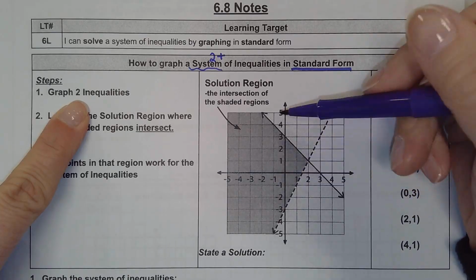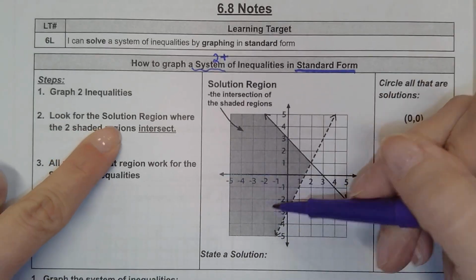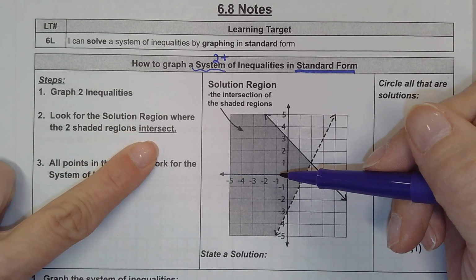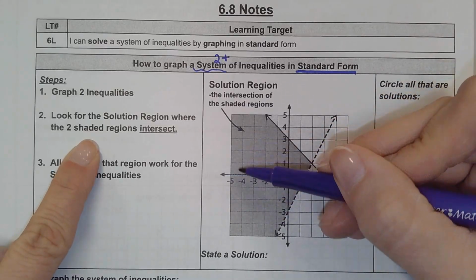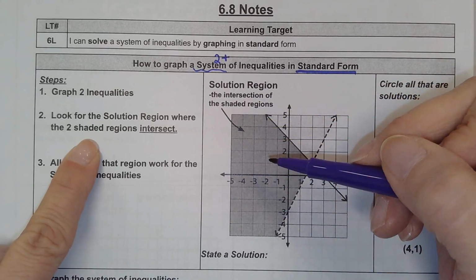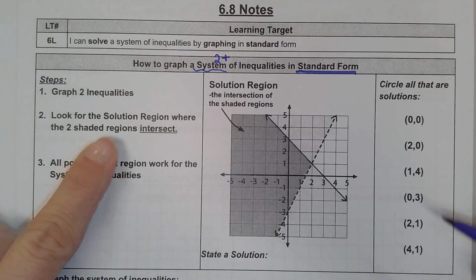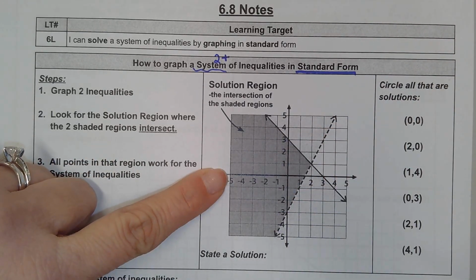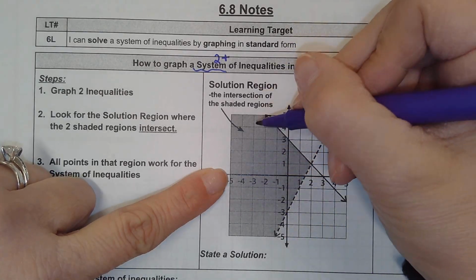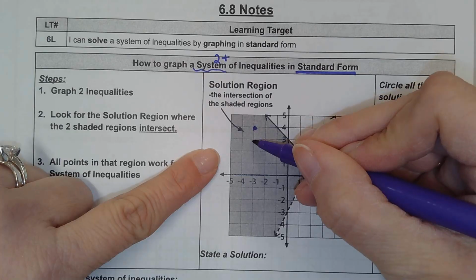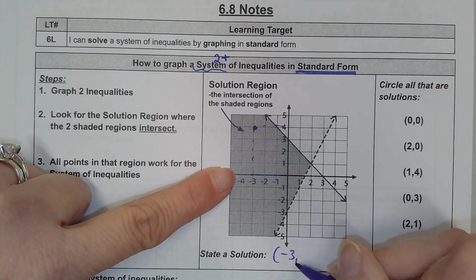And so you're going to have to use two different colors. You're going to see where the two colors intersect. The solution region is where you have two colors, both inequalities touching one section. So in this solution region right here, all of these points, like this point right here, (-3, 4) is a solution.